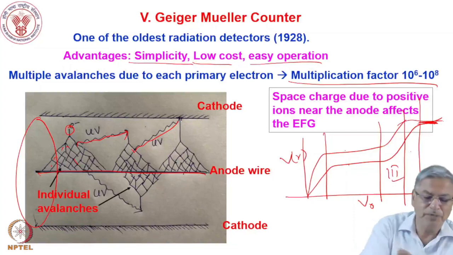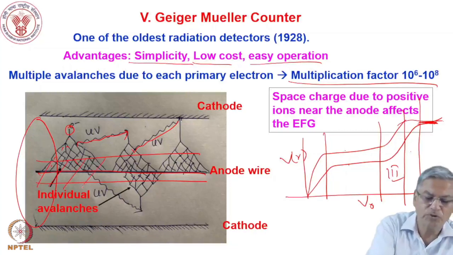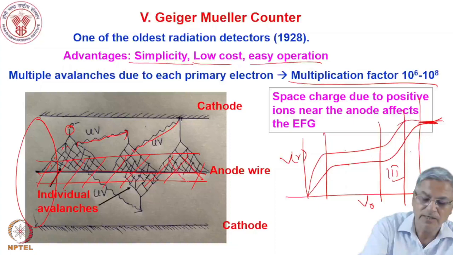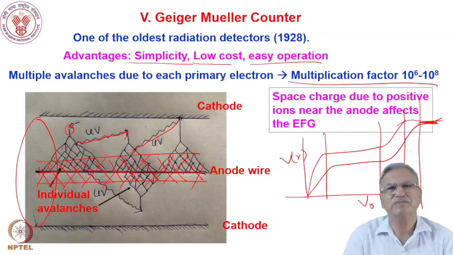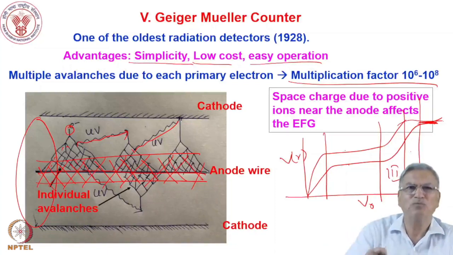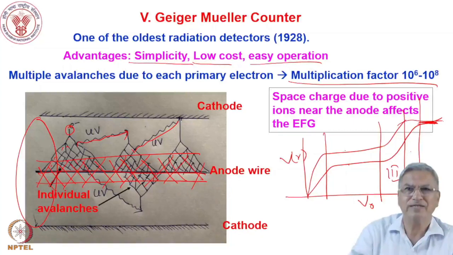So ultimately what is happening is that so many electrons are collected within a few microseconds, but at the same time there will be a sheet of positive ions. These positive ions are going towards the cathode, but their velocity is much lower. Because of the slow movement of the positive ions along the anode wire, there will be a sheath, a cloud of positive ions. That is a space charge due to positive ions around the anode. In fact, that space charge becomes so high that it starts dictating the performance of the detector.